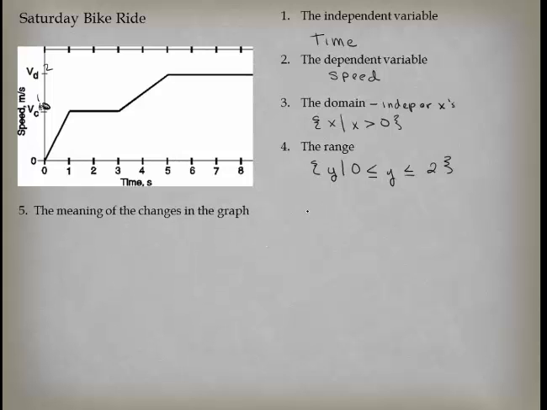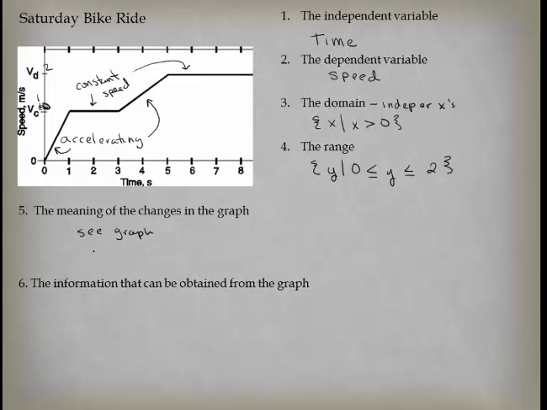Okay, the meaning of the changes in the graph. As you can see, we're moving up, then we're flat, then we're moving up again, and then we're flat. While we're moving up, our speed is changing, we're accelerating. And when we're flat, we're staying at a constant speed. So we accelerate here, and we're at a constant speed here and here. So we've marked those on our graph.